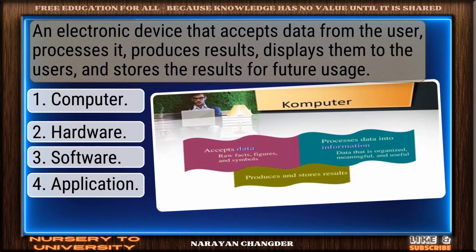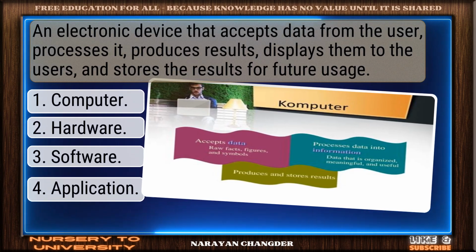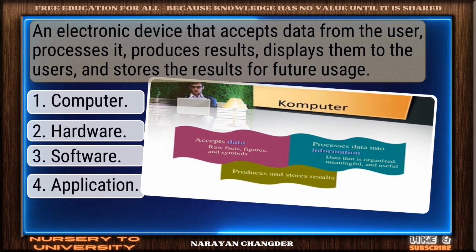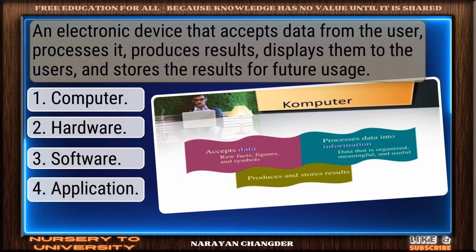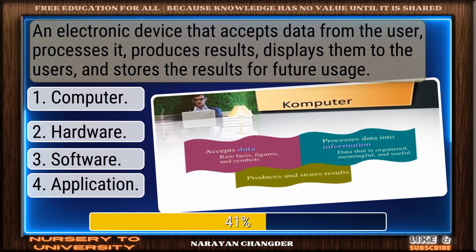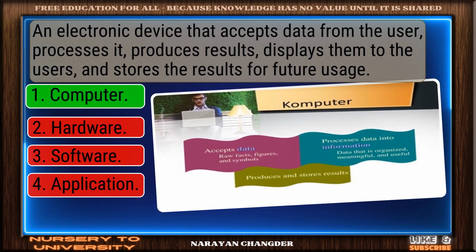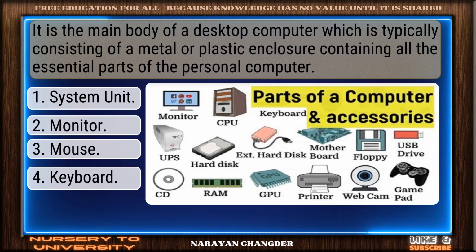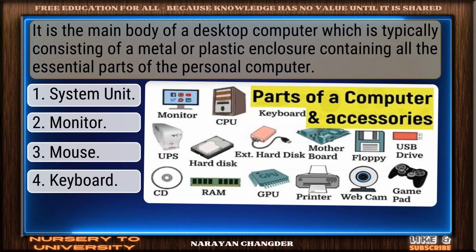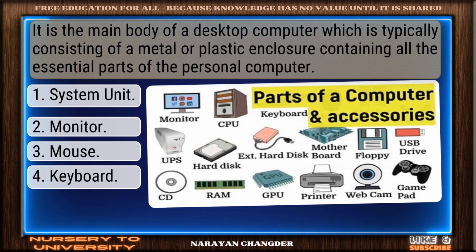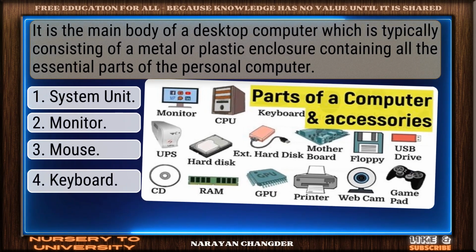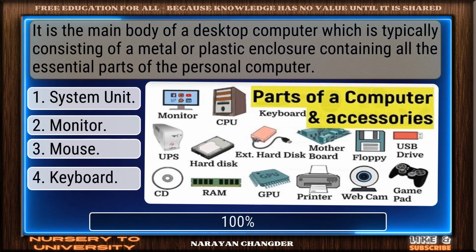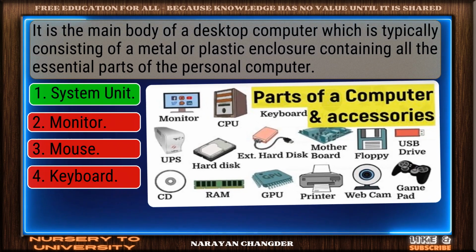An electronic device that accepts data from the user, processes it, produces results, displays them to the users, and stores the results for future usage. Well picked. Computer is correct. It is the main body of a desktop computer, which typically consists of a metal or plastic enclosure containing all the essential parts of the personal computer. Right choice. System unit is best.